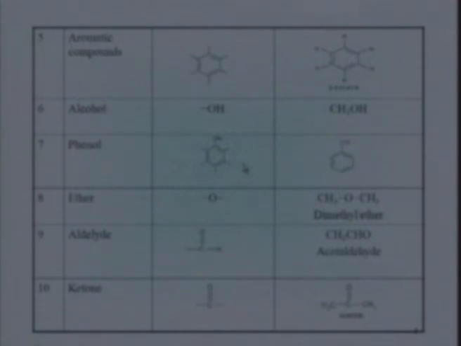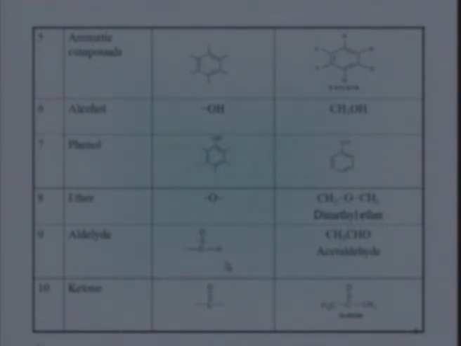Similarly, phenols. For phenols, the functional group is this OH attached to the aromatic ring. The example is this one. Similarly, ether. In ether, one oxygen is attached to alkyl groups. An alkyl group is CH3 or C2H5. All of you know very well about the alkyl group. We will not go into detail regarding this.